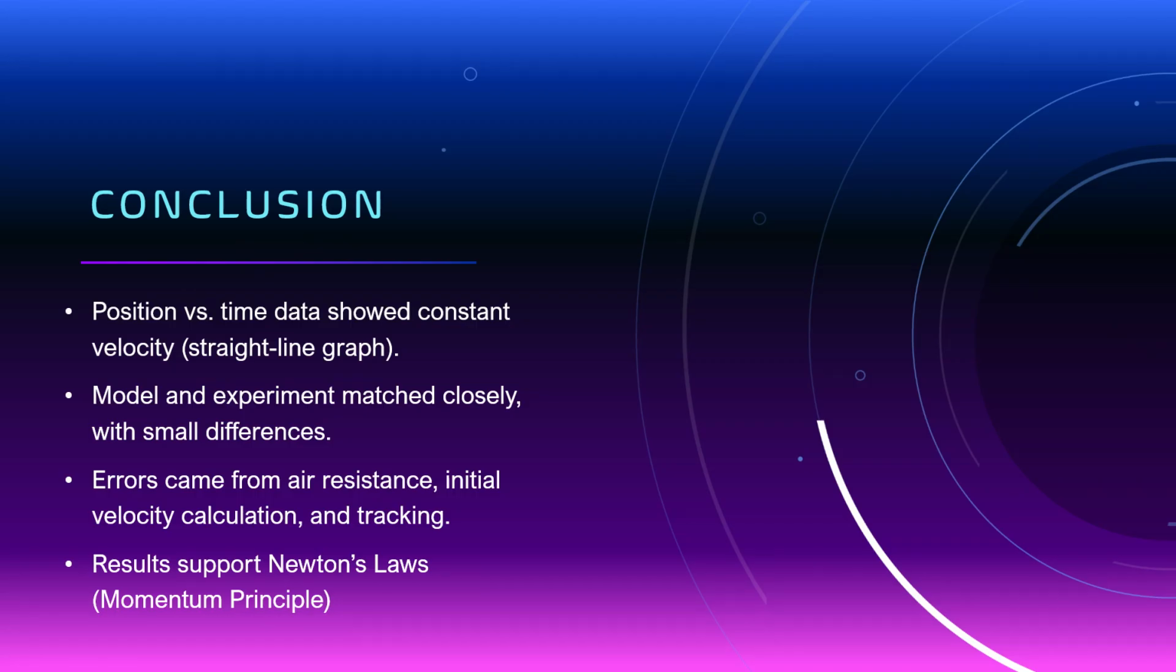In this lab, we confirmed that an object moving with constant velocity produces a straight-line position-time graph. Our experimental data and computational models both showed this linear trend, supporting Newton's first and second laws. While the experimental velocity was slightly higher than predicted, the difference can be explained by factors like air resistance, small calculation errors, and tracking uncertainty. Overall, the lab demonstrated how physics models can accurately describe real-world motion even when small sources of error are present.